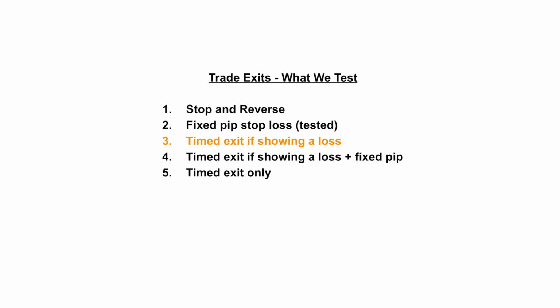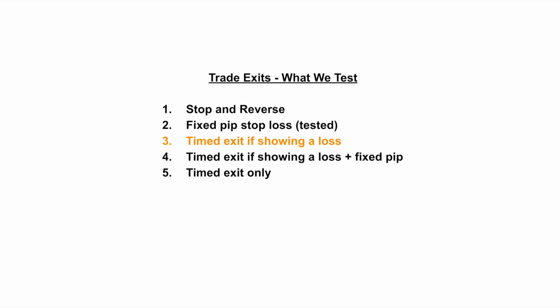Number 4 is exactly the same, timed exit if showing a loss, plus having a fixed pip stop loss as well. That means that we're going to know that before we get into the trade where our maximum loss is going to be, because we have that fixed pip stop loss. We might hit the fixed pip stop loss first, and then we won't be using the timed exit.